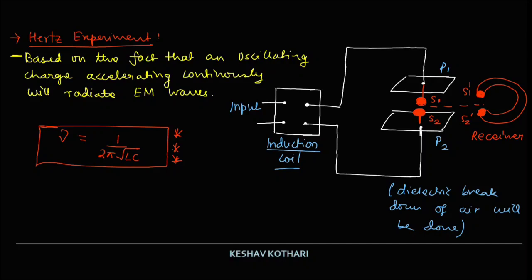I am repeating one more time that the two plates P1 and P2 are connected to the two spheres which are acting like a closely placed capacitor. They are placed very close so as to create a dielectric breakdown, and when a very high voltage is applied across the metallic plates, these plates get discharged by sparking across the narrow gap, because of the dielectric breakdown of air. The spark gives rise to oscillations, and an oscillating charge accelerating continuously will radiate electromagnetic waves whose frequency is given as 1 by 2 pi root over LC.